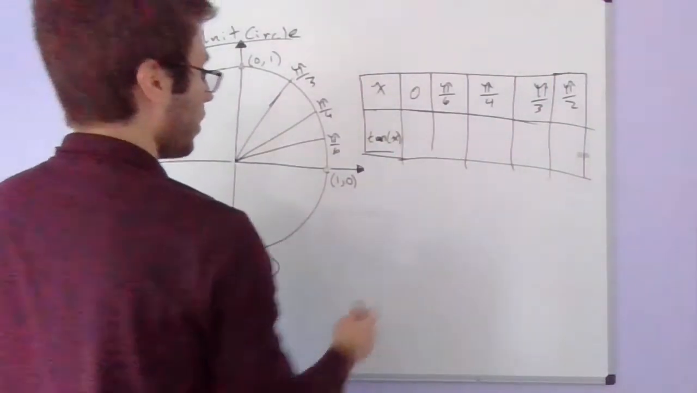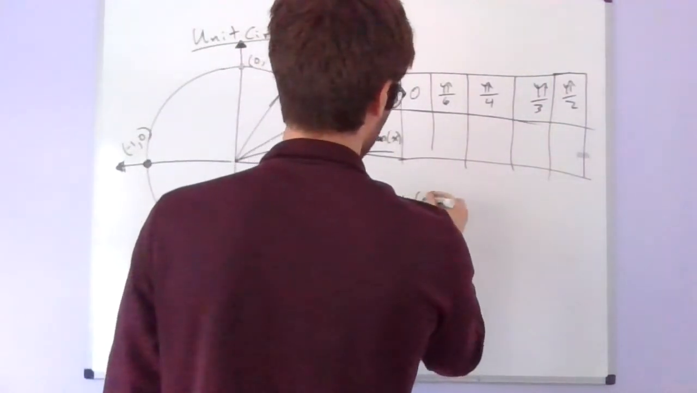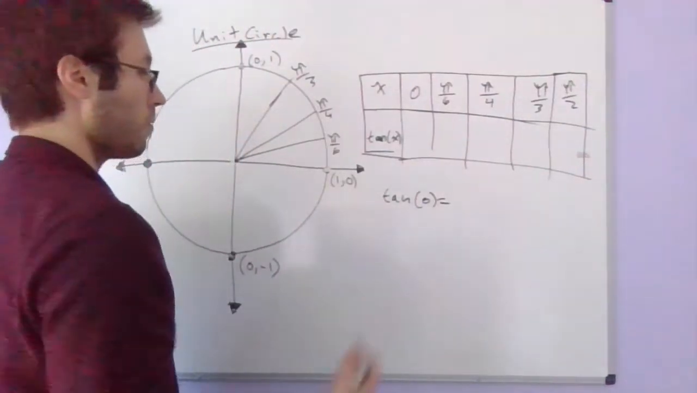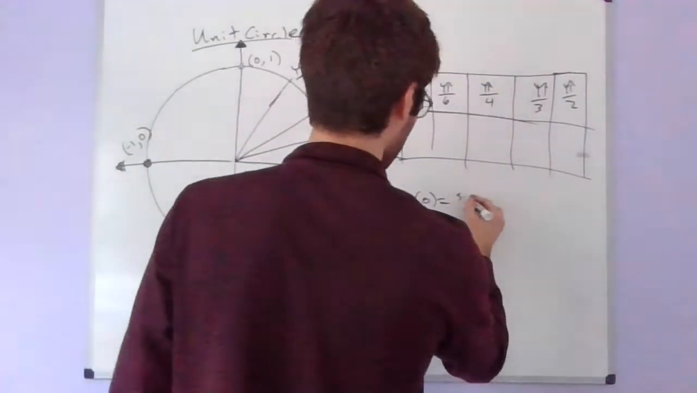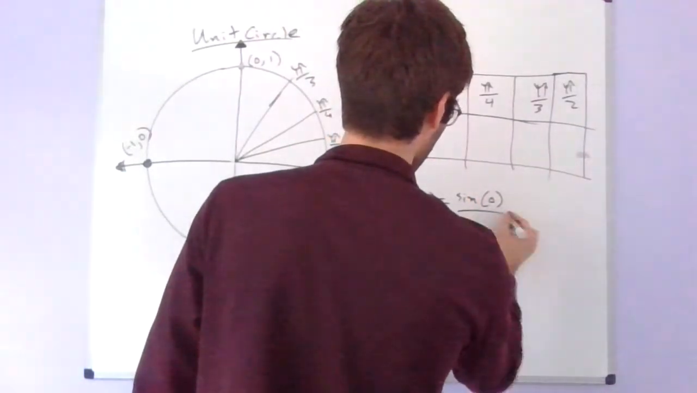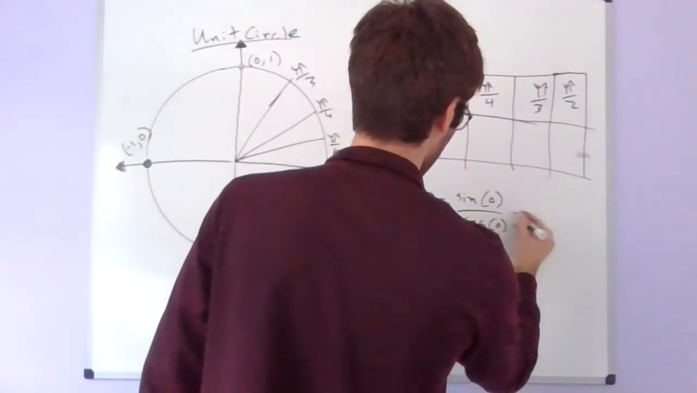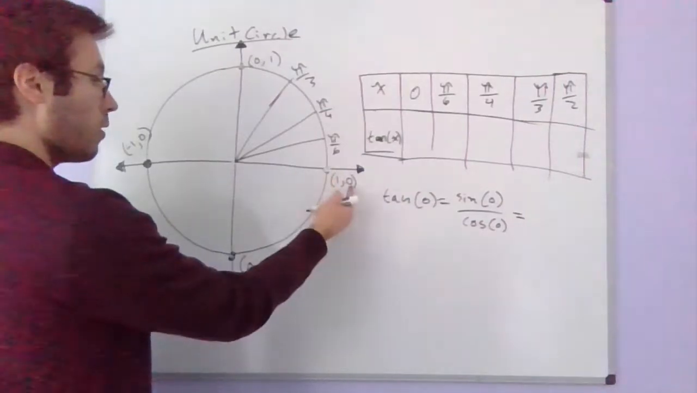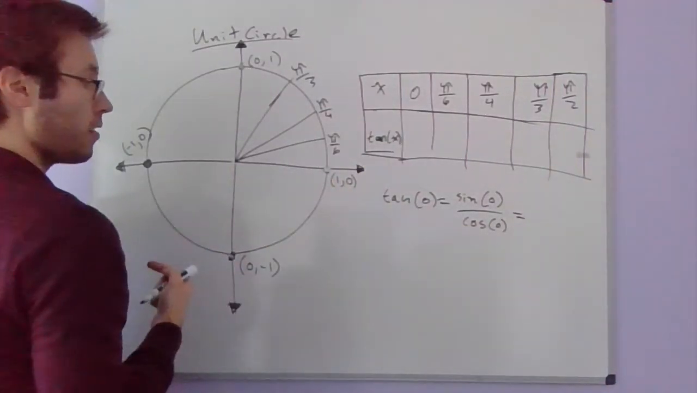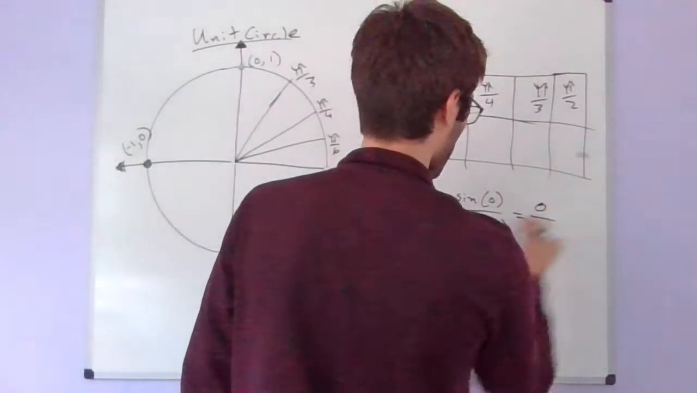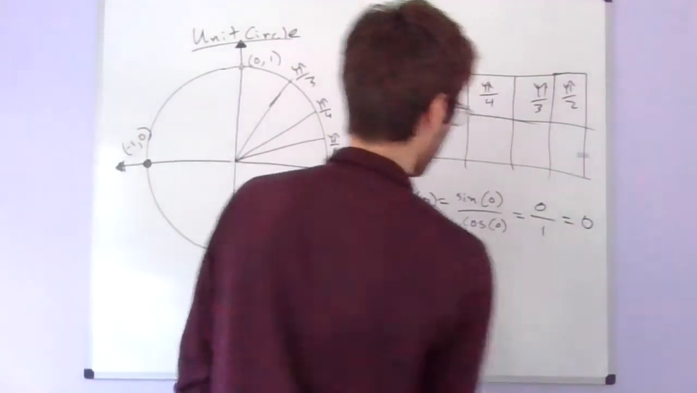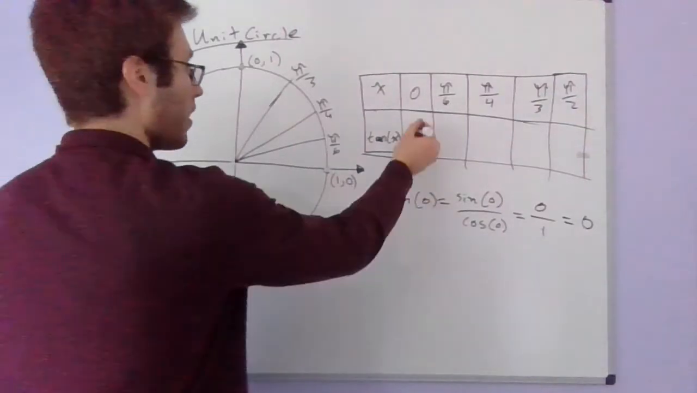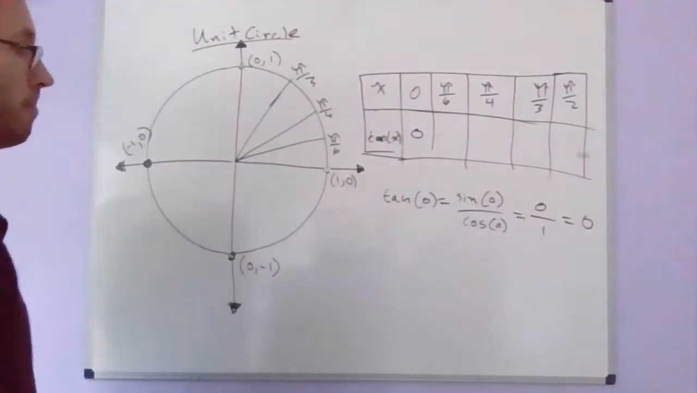We want to figure out what tan of 0 would be. Well, that's kind of hard to figure out, but we know what tangent is defined as. It's defined as sine of 0 over cosine of 0. Sine of 0 is just 0 because that's my y-coordinate, and cosine of 0 is 1, so 0 over 1 is 0. So this value right here is 0.